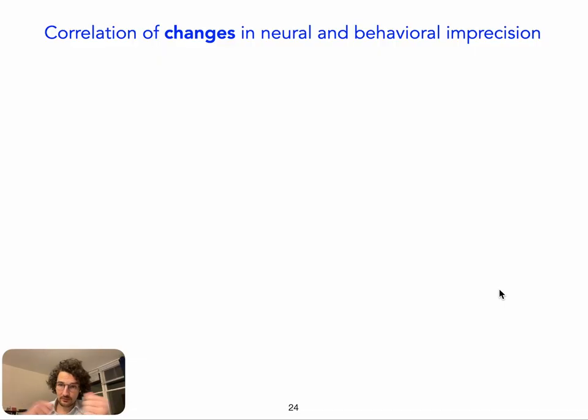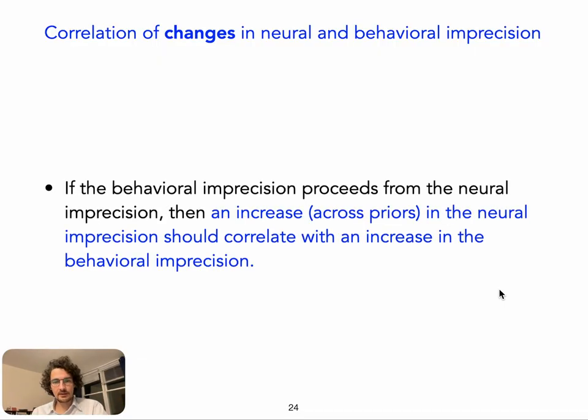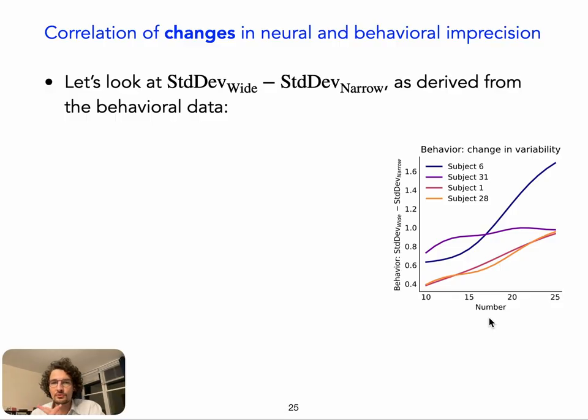We can look at correlation of changes in the neural and the behavioral imprecision. And so the idea is that if the behavioral imprecision proceeds from the neural imprecision, then an increase across priors in the neural imprecision should correlate with an increase in the behavioral imprecision. To look at that, we're going to look at how much the imprecision changes from one condition to the other. So we look at the difference in the standard deviation of responses in the wide versus the narrow condition.